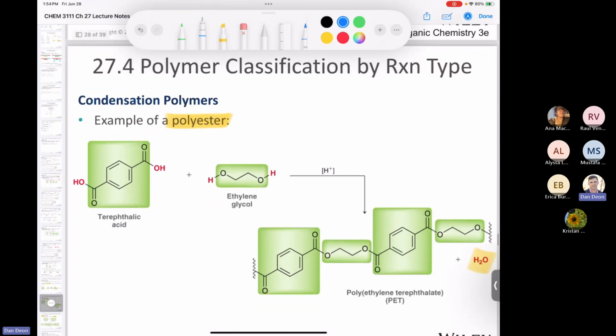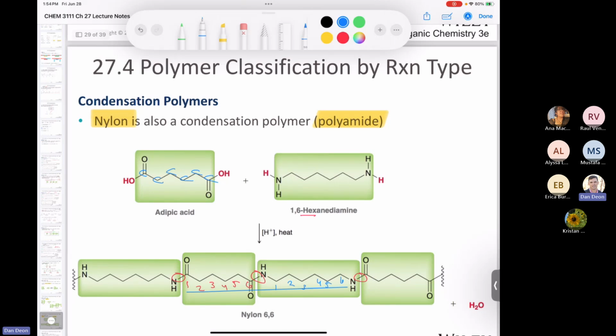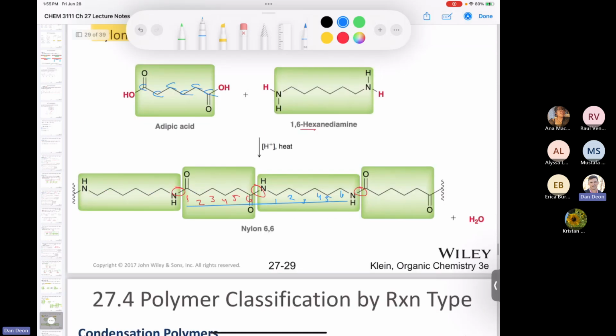And you can make a polyester, as is shown here, PET, polyethylene terephthalate, which is used in all kinds of plastics. Then I said, well, there's other types of condensation reactions we can have, like a carboxylic acid coming together with an amine to make an amide. And if you have a polyamide, the fancy term we use for that is a nylon. And so we talked about nylon 6,6, and you can have other nylons as well, depending on how many carbons are in your diacid or your diamine.